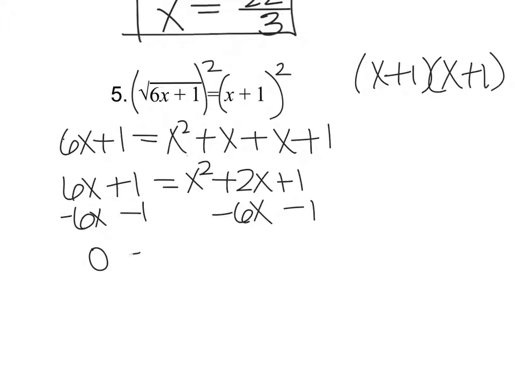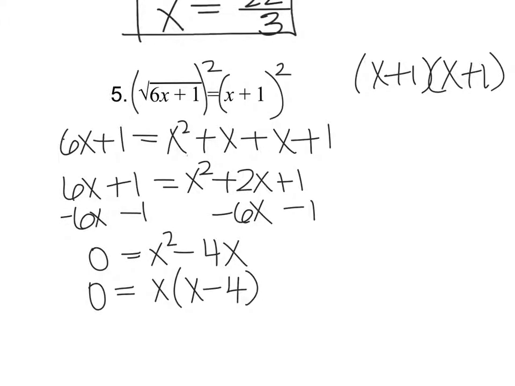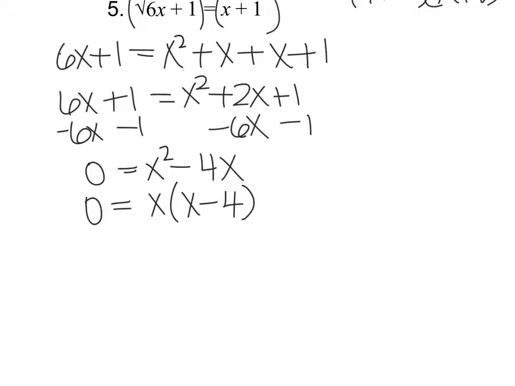So we get 0 equals x squared minus 4x. And in order to factor x squared minus 4x, we factor out a GCF of x, and we're left with x minus 4 in parentheses, which means we have the possible solutions of x equals 0 and x equals 4. Now, just with rational equations, we always have to check our solutions for radical equations as well.